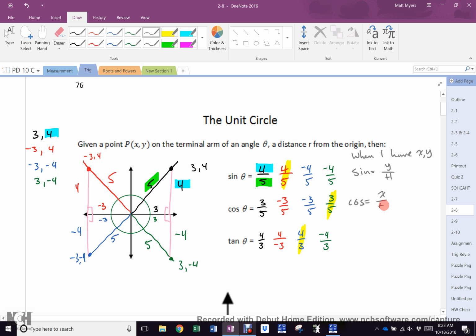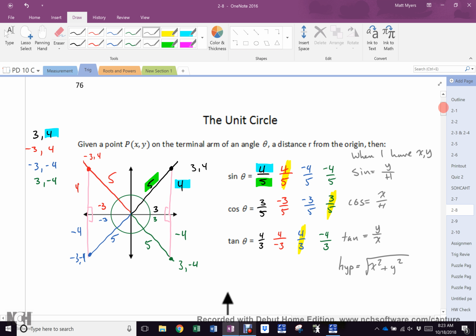X over hypotenuse. What do you notice about tan? Y over x. And what do you notice about how to find a hypotenuse? This one's a little trickier. X squared plus y squared, root. Yeah? Everybody good?